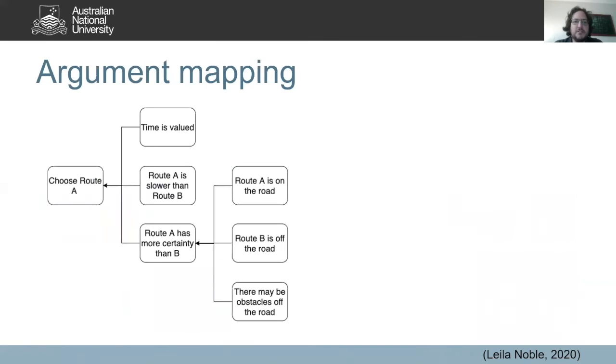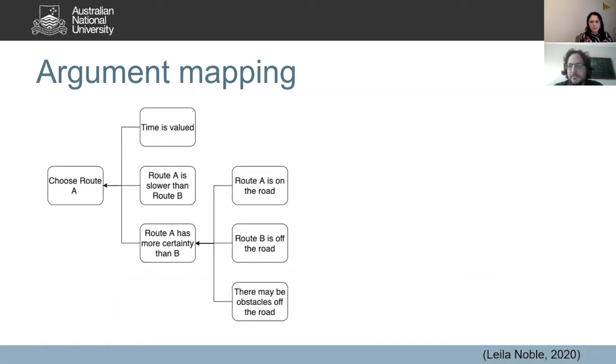So another approach that we've been experimenting with is argument mapping. So here's a simple example of an argument map that shows the role of uncertainty. So we're trying to choose between route A and route B. We know route A is slower than route B, but we also know that it's on road and therefore less likely to have obstacles and therefore more certain. And therefore, because of how we deal with that uncertainty, we would choose route A.